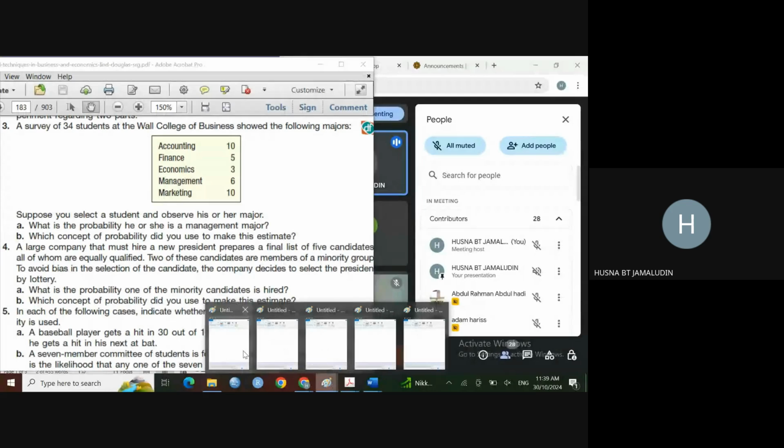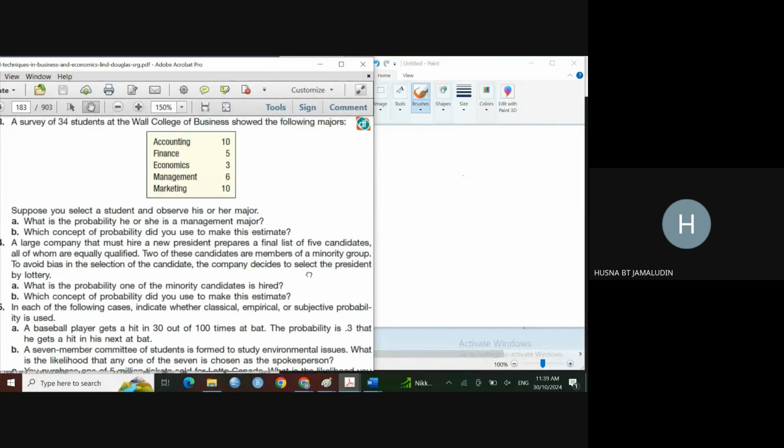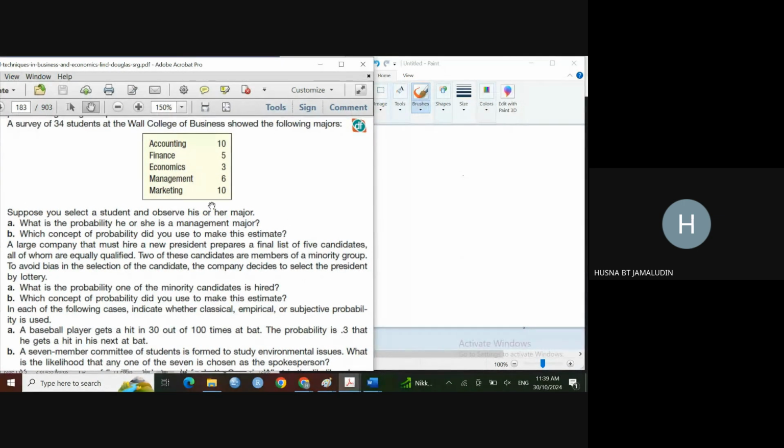Now I will put another one so that when we discuss the question, you can see the working side by side. So the question is about a survey of 34 students. So this 34 students is the total. Remember, you have to know what the total amount is, because normally you have to divide by the total. So when you read the question, you have to check what the total number is, because you want to divide by the total.